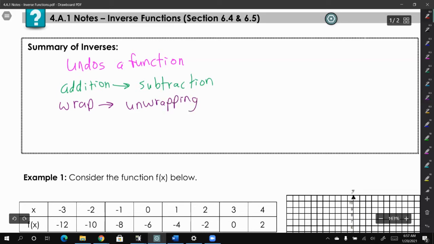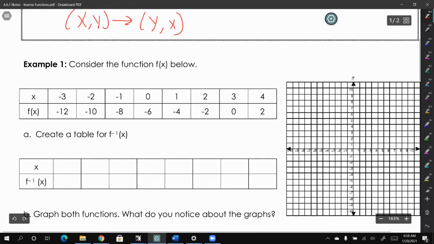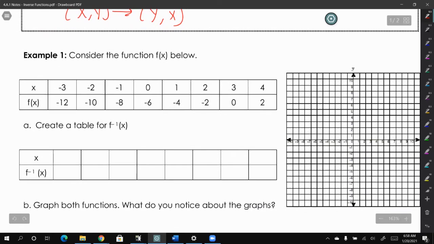If you have an ordered pair, x comma y, the inverse of that would be y comma x. So you're just switching the x and y values. So we're going to use this in example number 1. We're going to consider the function below with that table, and then we're going to create the table for, in this symbol right here, this means inverse.